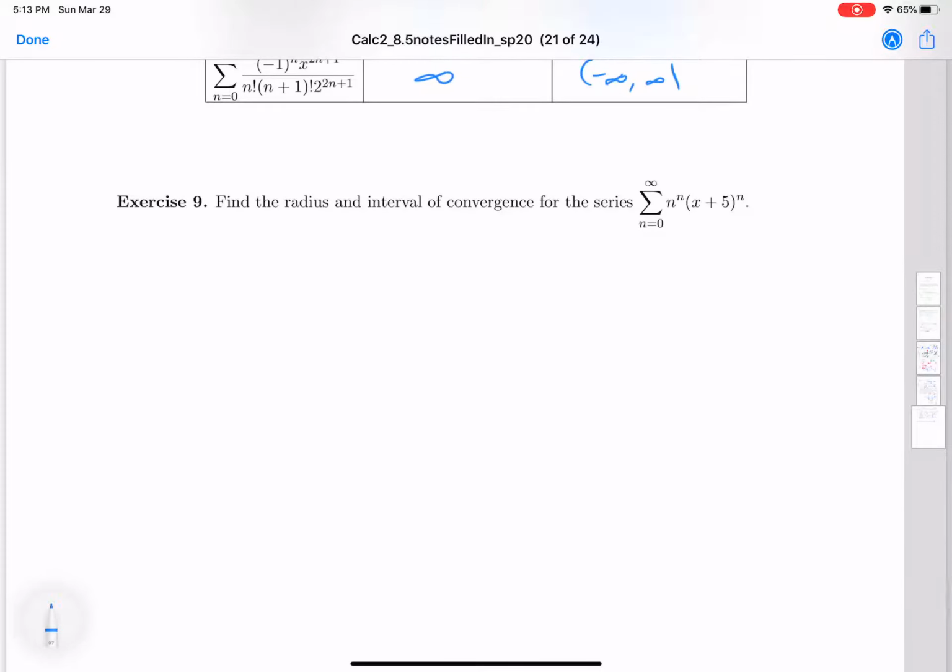So go ahead and pause the video now and try to calculate the radius and interval of convergence for the series in exercise 9. So pause the video now, try that out.